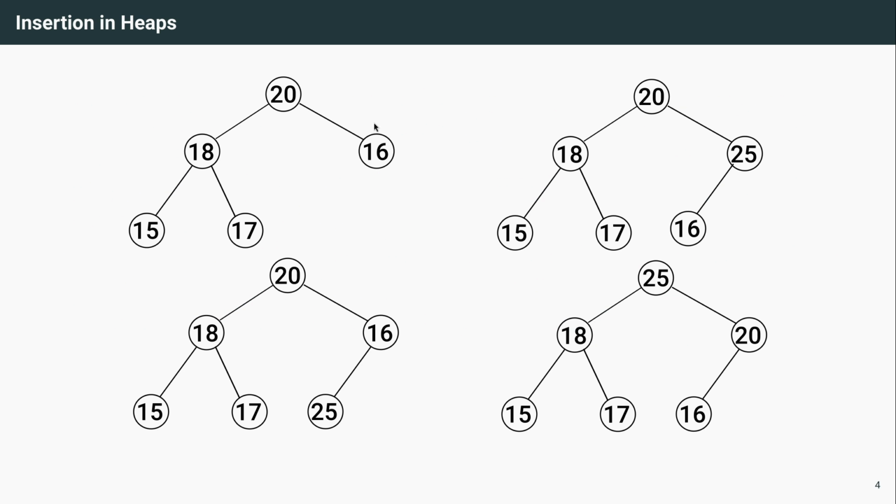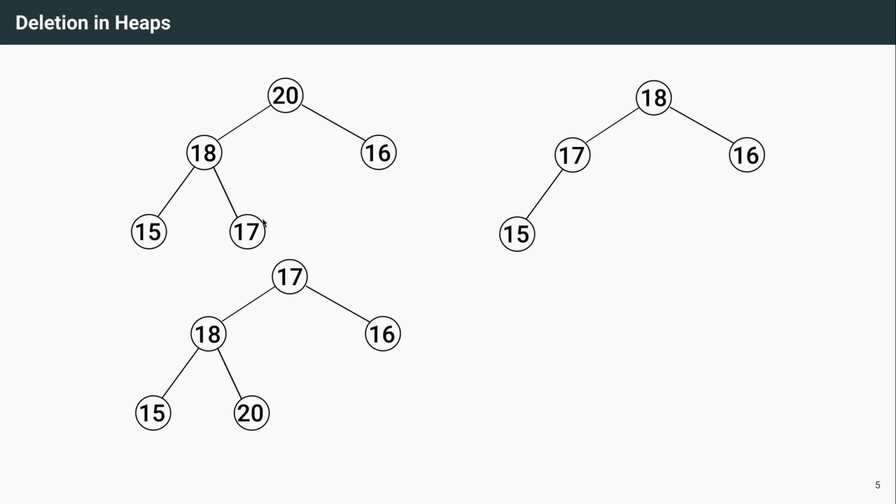Now we look at the insertion into a heap. Suppose this is the initial state of the heap where 20 is the root node, 18 and 16 are children, and 15 and 17 are children. The new element will be inserted at the bottom rightmost leaf node. So 25 will be inserted here, but this violates the property of max heap because 25 is greater than 16. So 25 and 16 will be swapped as shown here. Now 25 is greater than 20, so it will be swapped again. So this is the final state of the heap.